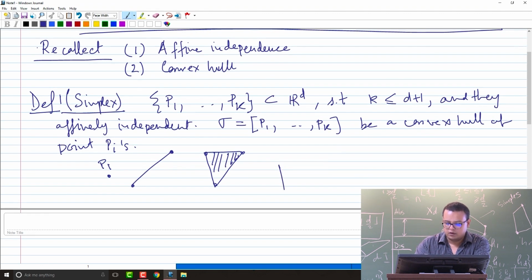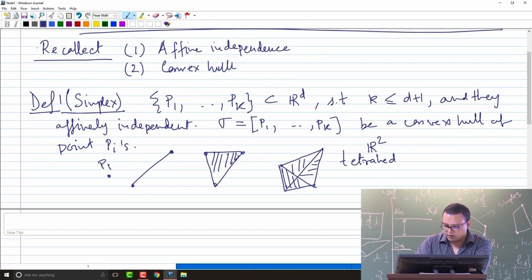If you have 4 points, let's say in R2, can it define a simplex in R2? No, up till 3. It has to be less than or equal to d plus 1. But this does define a simplex in R3, called a tetrahedron, if the points are in R3 and they are affinely independent.